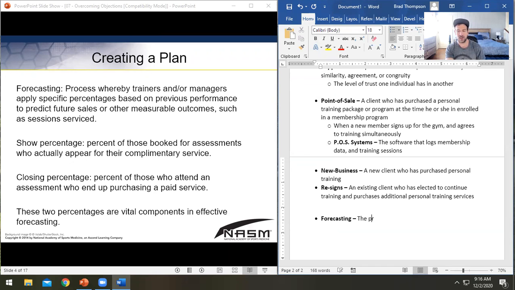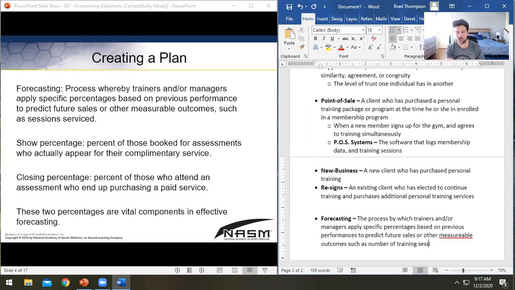It is the process by which trainers and or managers, and your managers are supposed to help you with this, although not all of them do, apply specific percentages based on previous performances to predict future sales or other measurable outcomes, such as number of training sessions.